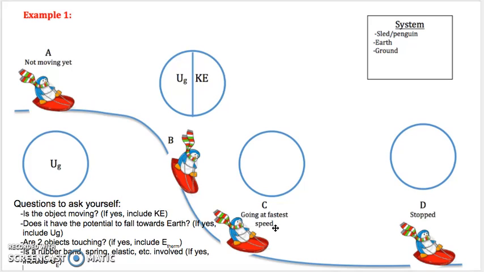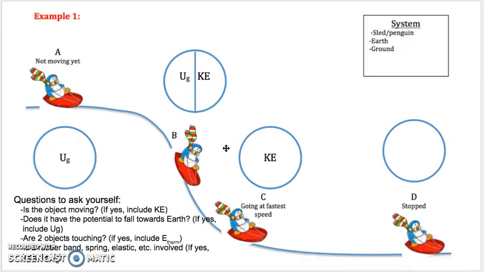Snapshot C, the penguin is now going the fastest speed it's going to be going because it's now at the lowest point of the hill. So yes, it's moving. We know it's going to have more kinetic energy than in B because it's moving at a faster speed. Second question, does it have the potential to fall closer towards Earth? The answer is no, because it's now on a flat surface, no longer going down that hill. And still no elastic materials are involved, so no elastic potential energy is going to be included. So we're going to give the entire pie over to kinetic energy in this situation because of the motion of that penguin.